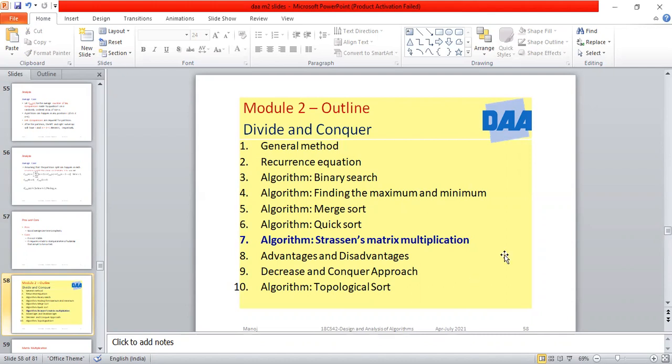Have you understood? Let's reply in the chat box if you have any doubt. Aishwarya, yes. Have you people understood?